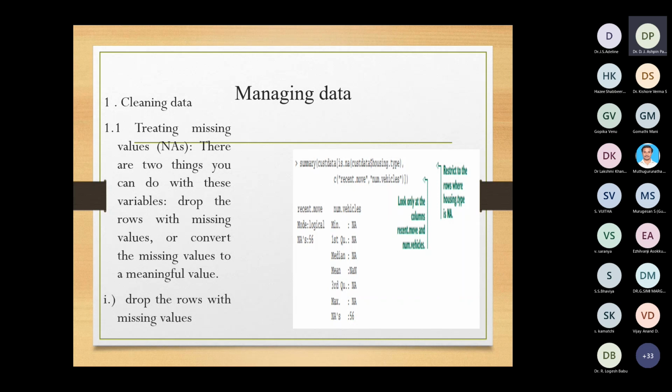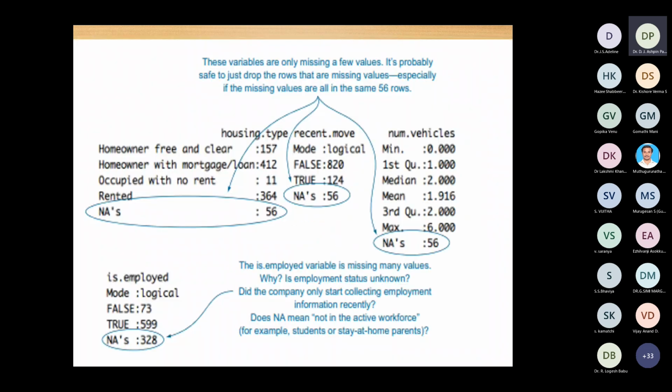So there are two things you can do with these variables. Either you can drop the row with the missing values, or you can convert the missing values to a meaningful value. If you feel that a particular attribute is not that important, you can ignore the row with the missing values. You see here, for housing type, reason for move, not available is 56. So 56 is a small number of fields only.